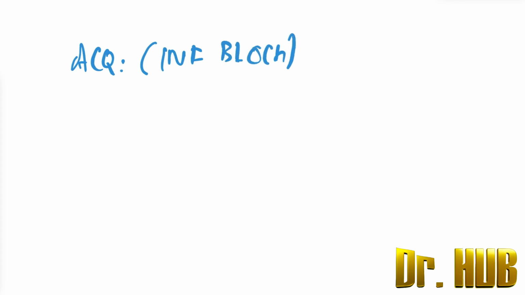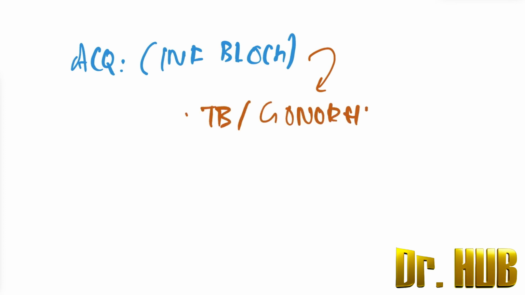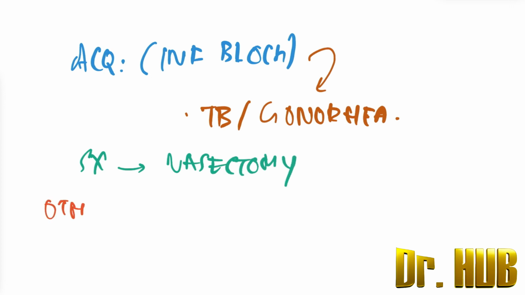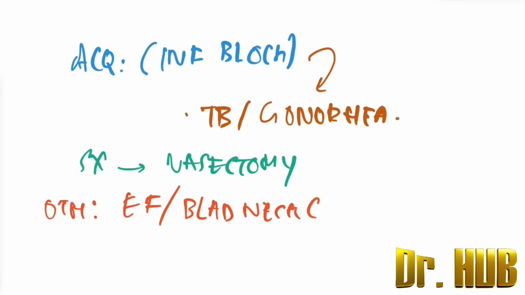Next is the acquired or inflammatory block. What does this include? It includes TB, that is tuberculosis, or gonorrhea. Next is the surgical. Under surgical, it may be due to vasectomy and others. What do others include? It can be due to ejaculatory failure, bladder surgery, or retrograde ejaculation.